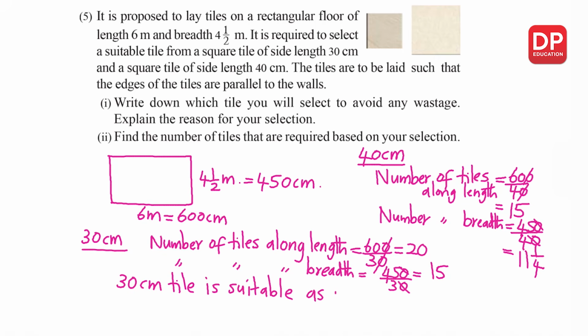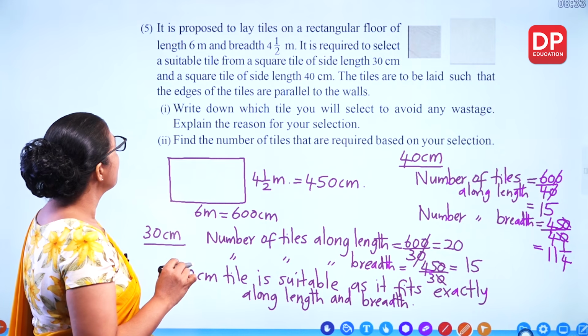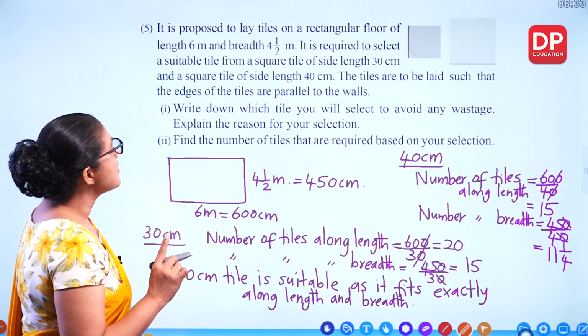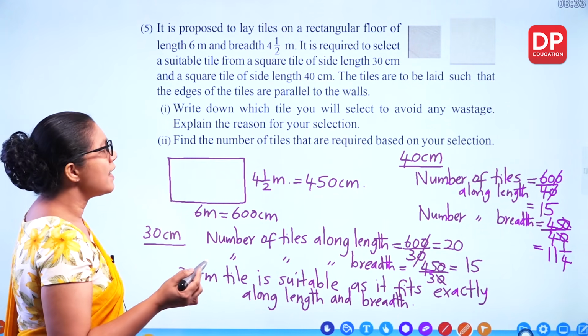As it fits exactly along length and breadth. So we have to select 30 centimeter tile. Find the number of tiles that are required based on your selection.